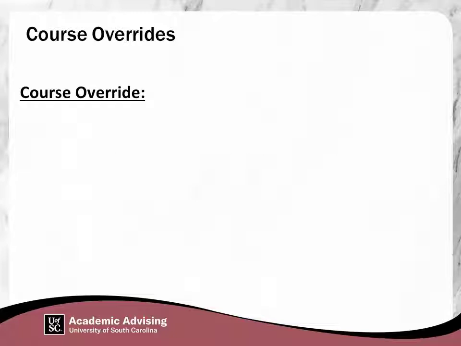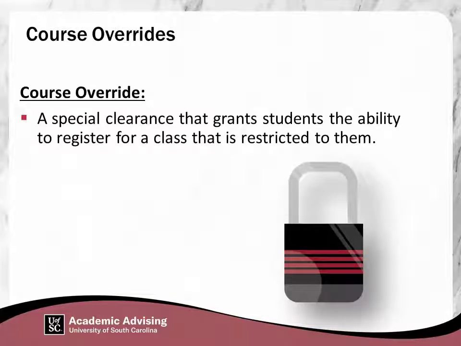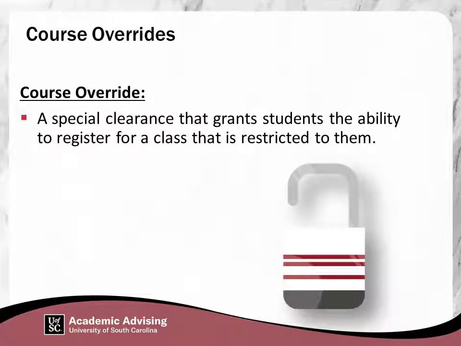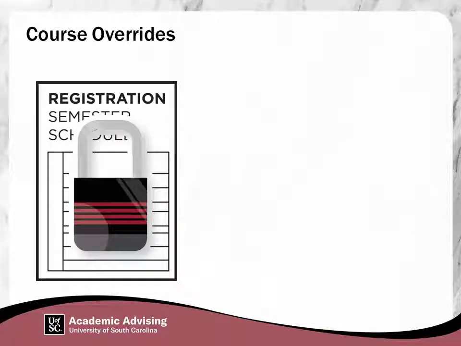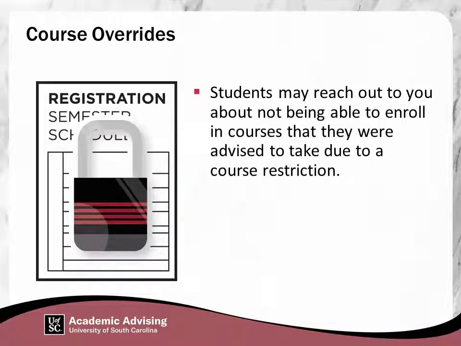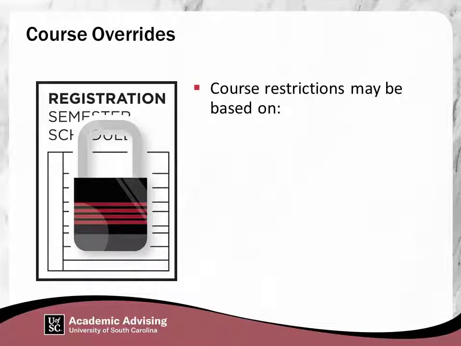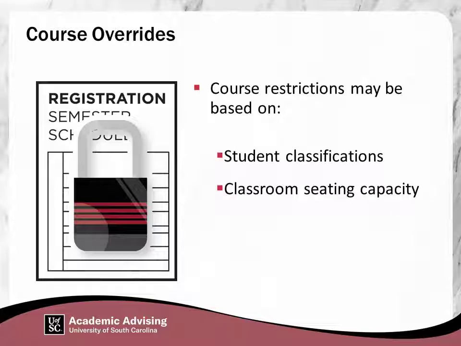A course override is a special clearance that grants students the ability to register for a class that is restricted to them. During the registration period, students may reach out to you about not being able to enroll in courses that they were advised to take due to a course restriction. Course restrictions may be based on student classifications, classroom seating capacity, and pedagogical approach.